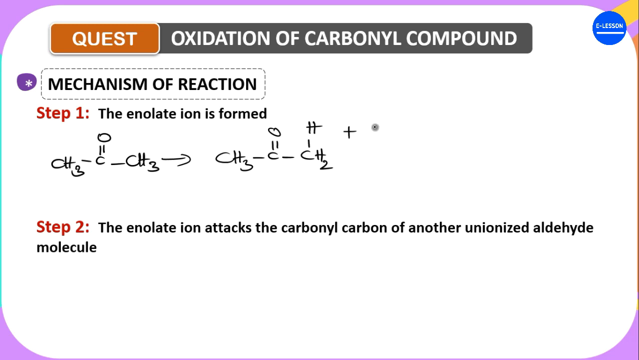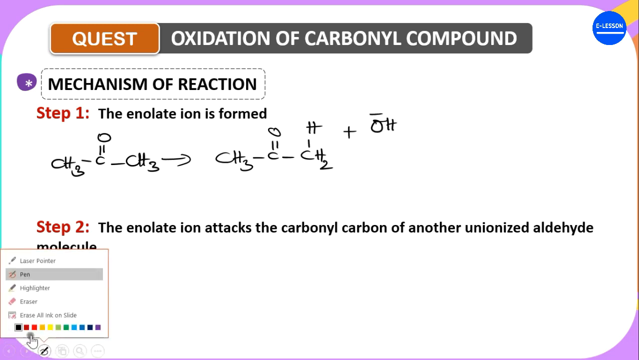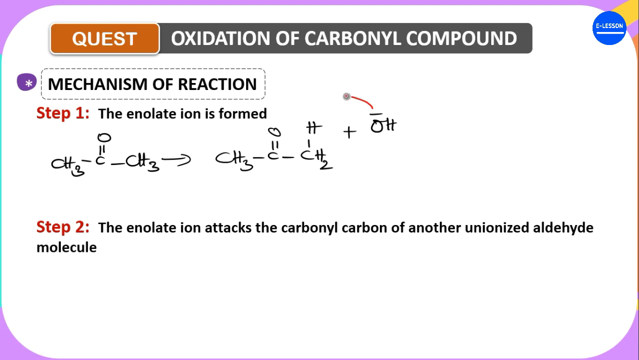Now what did we say? We said OH minus will come to abstract a proton, according to the process we've been following. So when you abstract this proton from here, this one will kick in to form a negative charge. So this will give us CH3, C double bond O, and then CH2 negative. Are you getting it? Plus H2O. Now this one is the enolate.